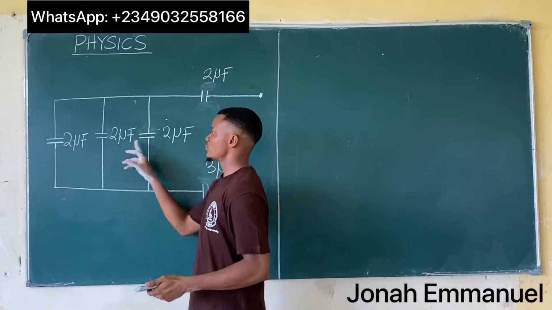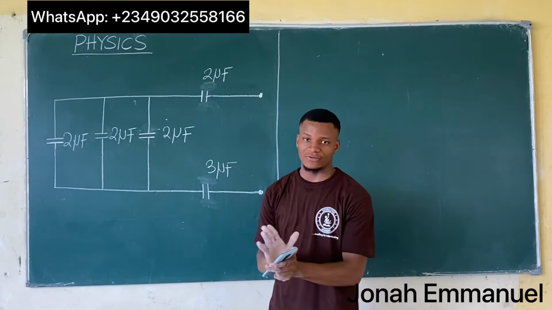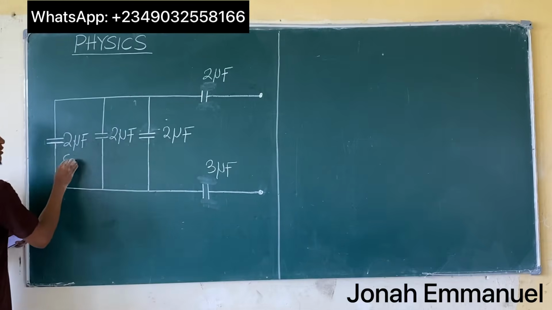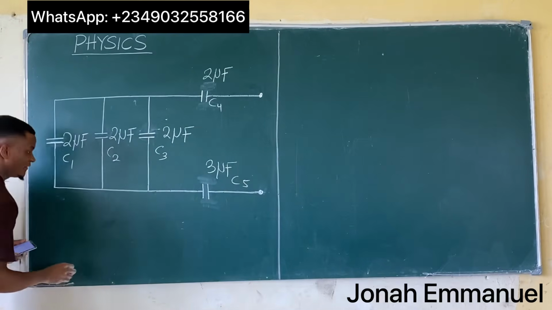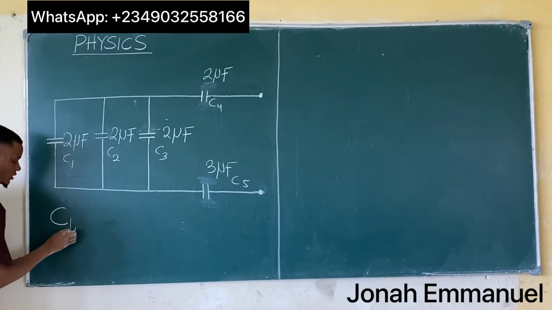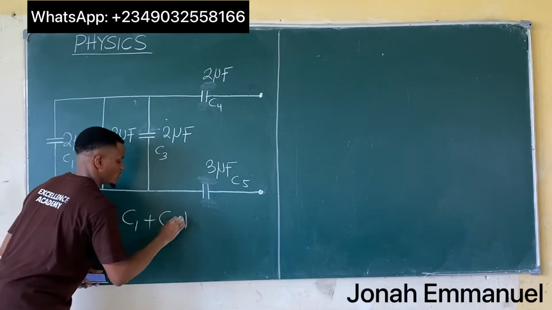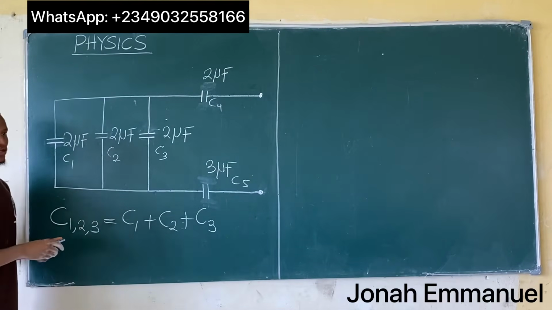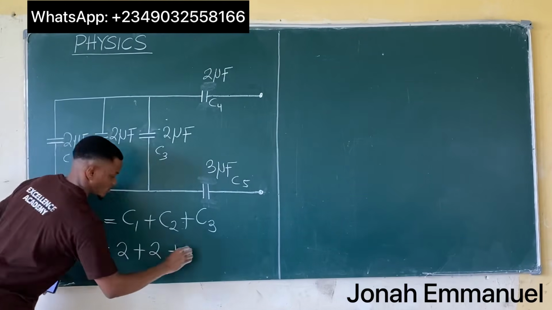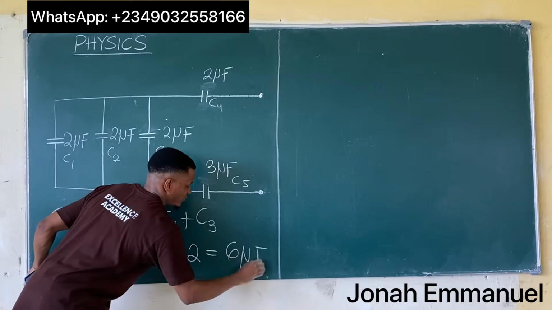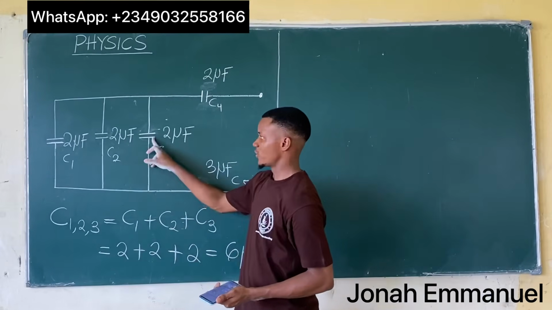Observe that 1, 2, 3 are in parallel. Alright? For parallel connection of capacitance, simply add up the values. If I call these C1, C2, C3, C4, and C5, I'll have that the equivalent of C1, C2 and C3 is equal to C1 plus C2 plus C3. This is parallel connection of capacitance. So that's equal to 2 plus 2 plus 2. That's equal to 6 microfarad.